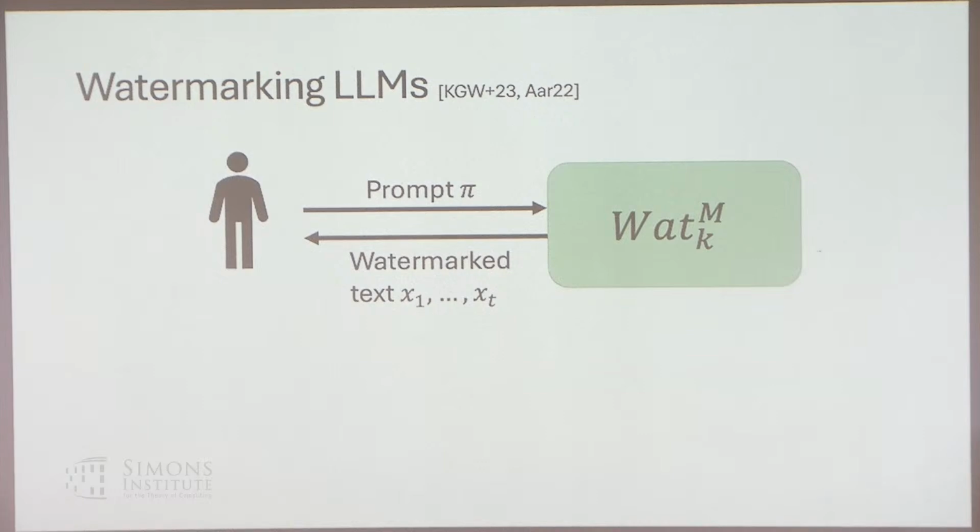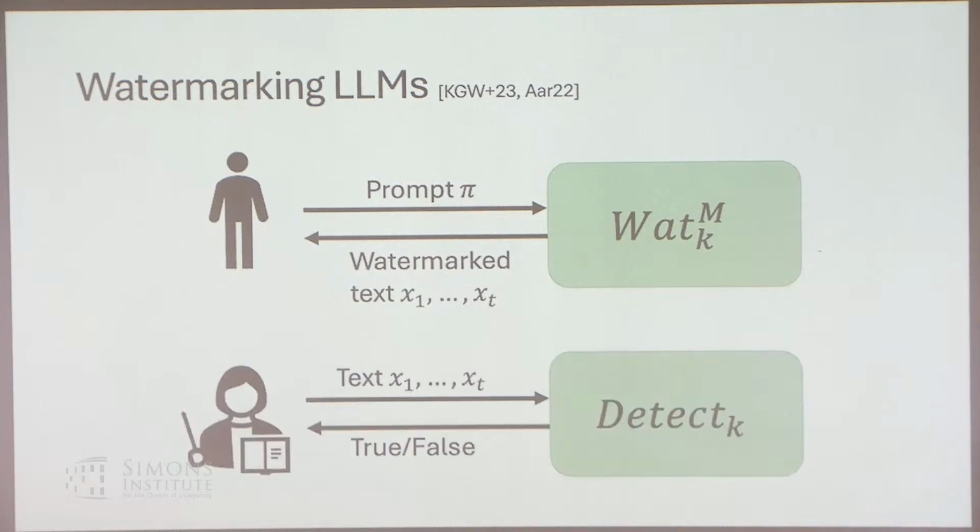Once you've added the watermark, the user's interaction with the model is essentially the same. It can still query a prompt and get back some tokens. But the watermark adds this detection algorithm where, given some key and given some text, you can determine whether it's watermarked. And typically these watermarks will change the sampling process according to some secret rule. And here, the secret key will describe what the secret rule is.